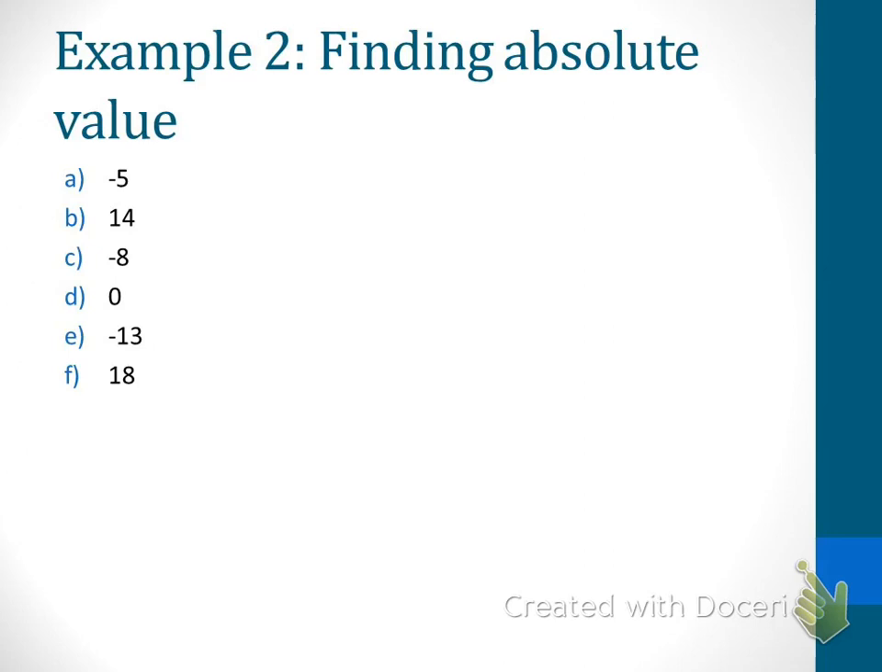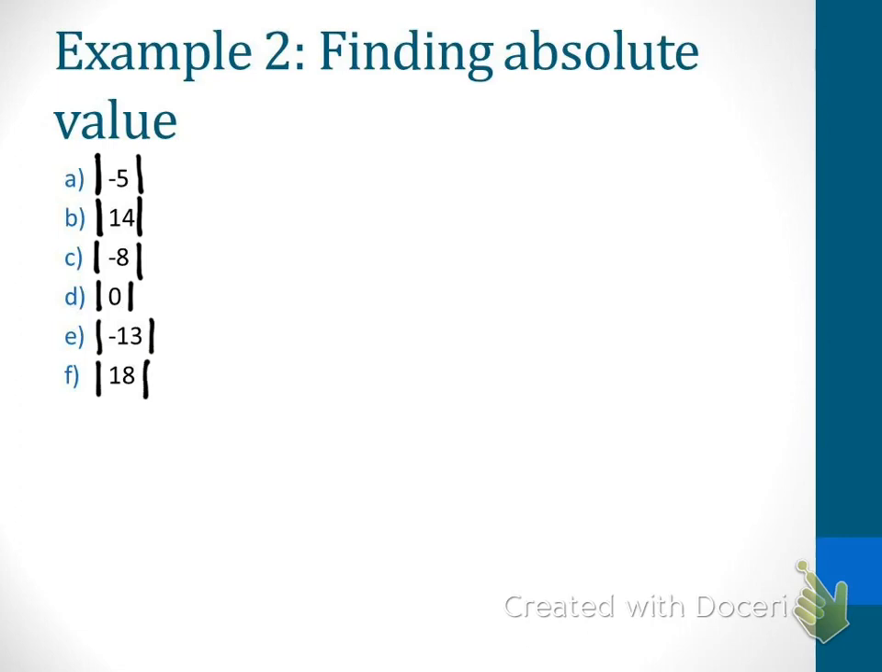All right, so now let's talk about absolute value. Again, on each of these examples, you know that you're finding absolute value because it'll be indicated by the bars around the number, okay? So go ahead and start practicing writing your absolute value signs around each number: -5, 14, -8, 0, -13, and 18.